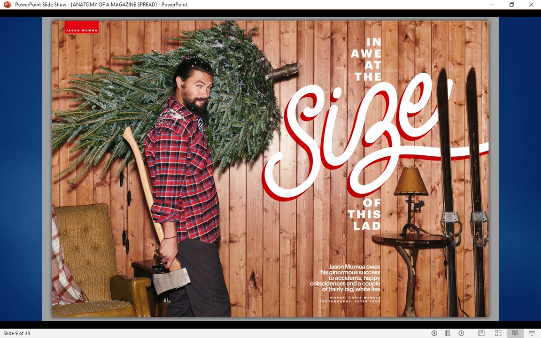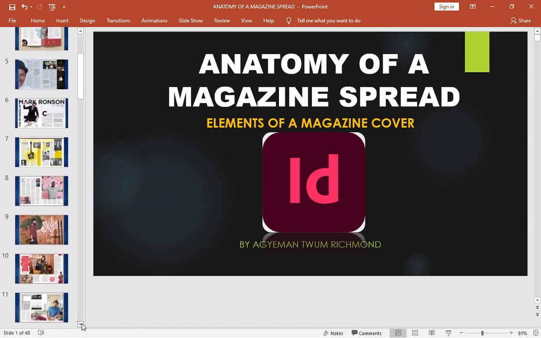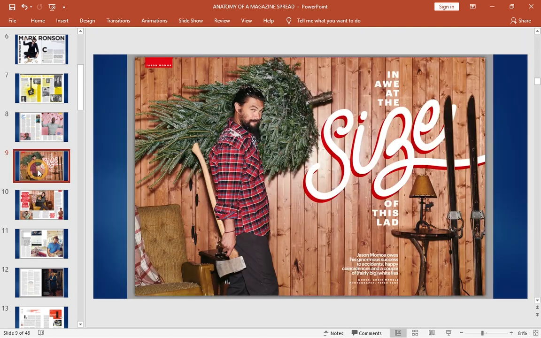Most of the time you can see the headline can be placed anywhere. You can see that it's placed at the top left of the magazine, or the right, or the bottom of the magazine. So it can be placed anywhere that you deem good. Also, as I've said, the headline can be in different formats. It doesn't have to be one font like the one that we saw over here.